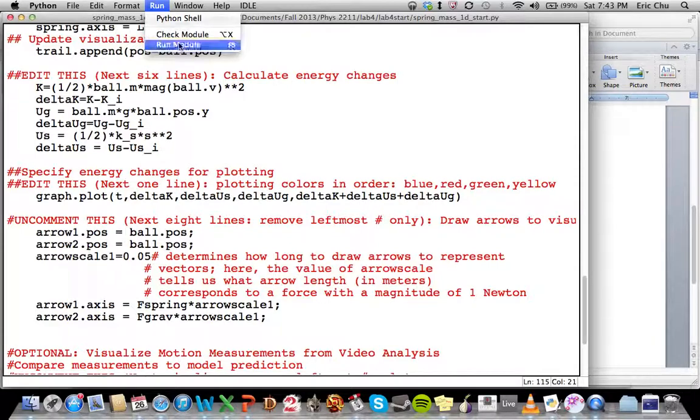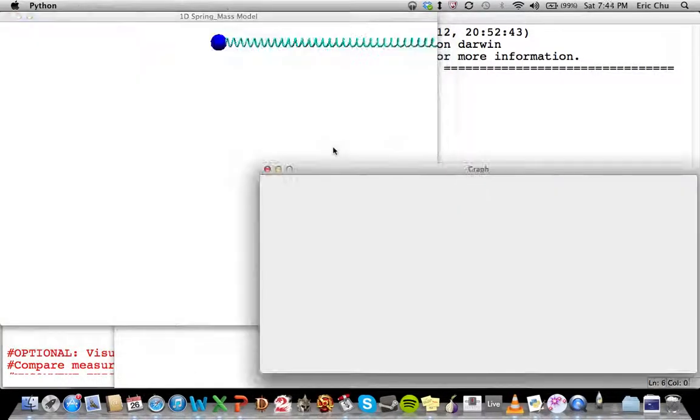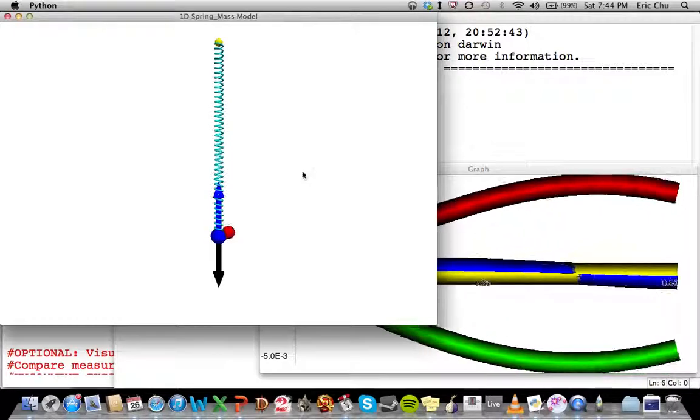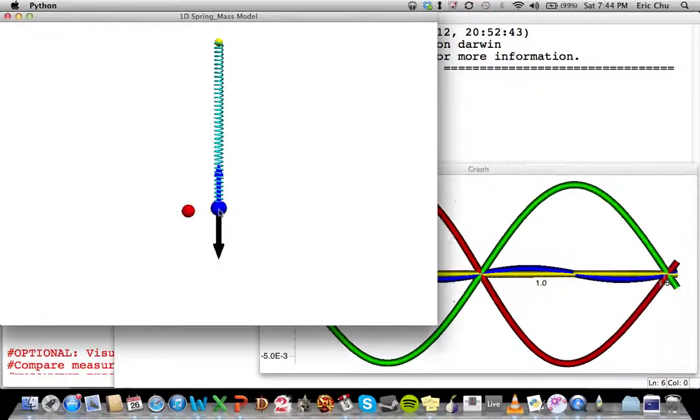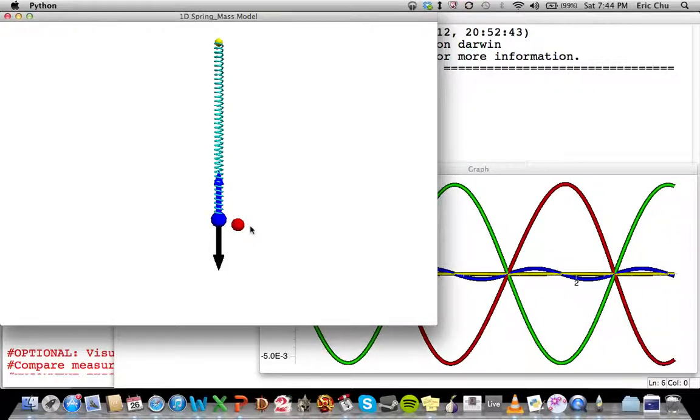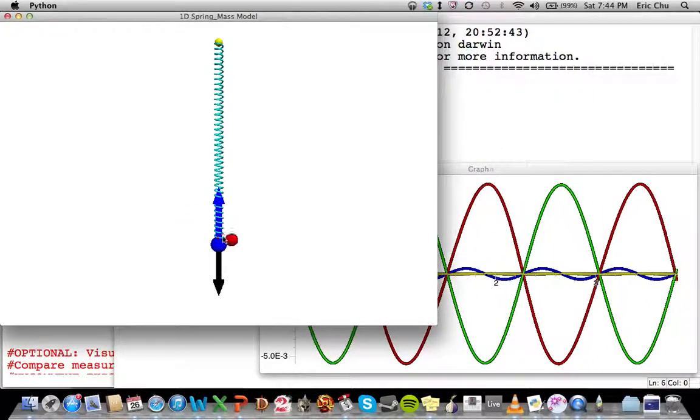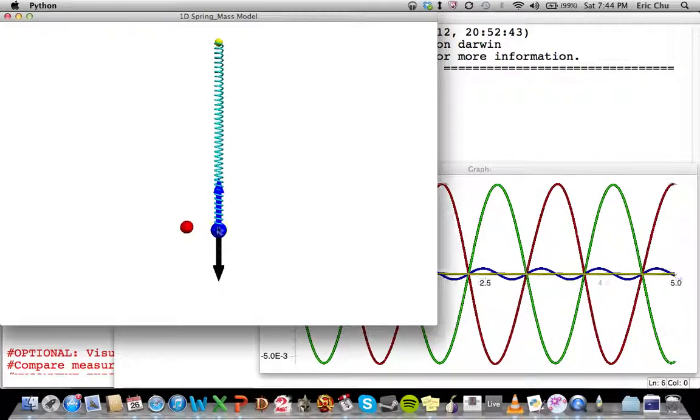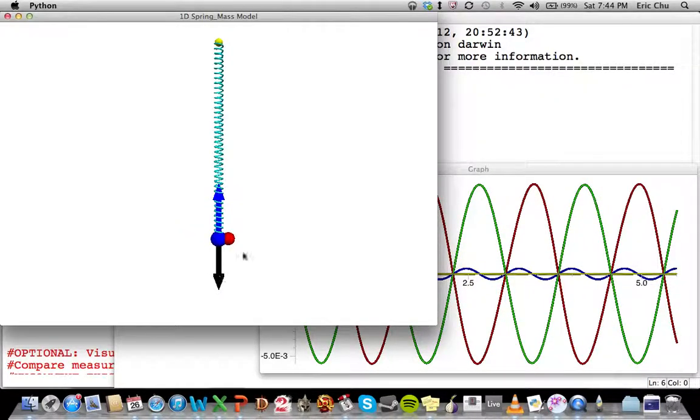So let's run our program. We can see here that the blue ball is the model position and the red ball is the experimental position, and as it goes on we can see that the Y positions are very similar to each other. One thing that this model doesn't account for is forces other than the gravitational or the spring force. There may be other forces acting on the ball, such as air resistance, that would alter the net force, but for this lab we can assume that the only forces are the gravitational and the spring force.